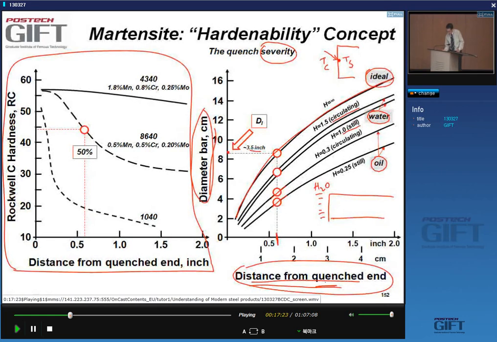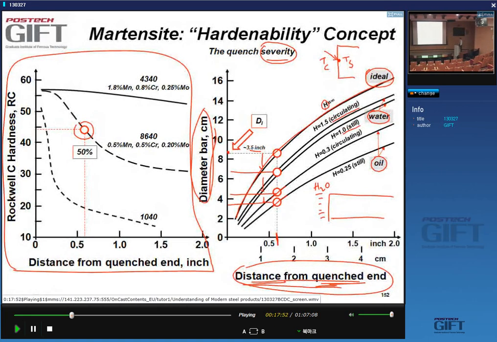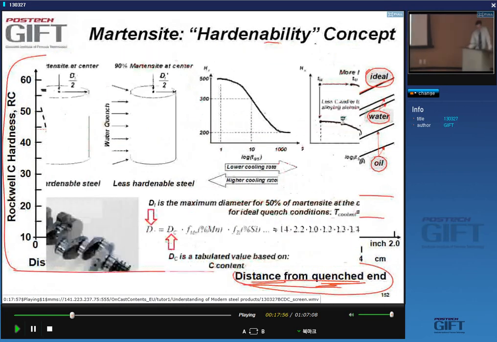And that's the reason why, for the same quenched end distance, you get smaller and smaller bar diameters that you can cool to get 50% of martensite in the center of this bar. And in technology, the severity of quenching is usually referred to as this H parameter.